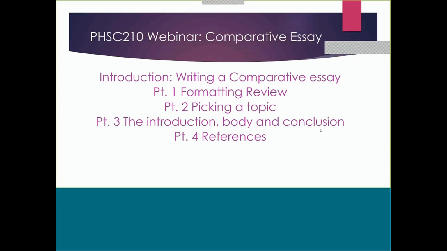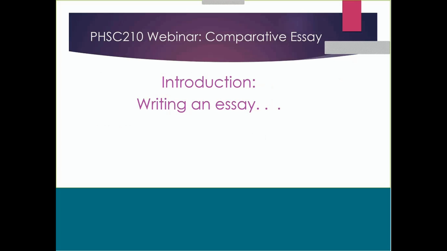You are given 5 choices for the comparative essay, and we'll discuss each of those and how to pick the right topic for you. Part 3 tonight, we'll look at the actual writing of the paper, introduction, the main body, and your conclusion. And then lastly, we'll wrap up with your sources and references and how to find those and how to cite those as well.